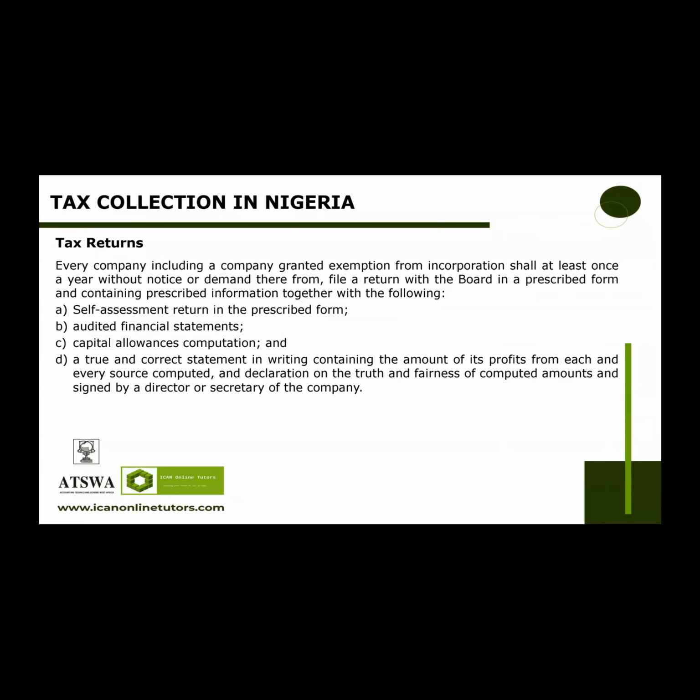So every company, including a company granted exemption from incorporation, shall at least once a year without notice or demand therefrom file a return with the board in a prescribed form and containing prescribed information together with the following: self-assessment return in the prescribed form, audited financial statements, capital allowances computation, and a true and correct statement in writing containing the amount of its profit from each and every source computed, and declaration on the truth and fairness of computed amounts and signed by a director or secretary of the company.